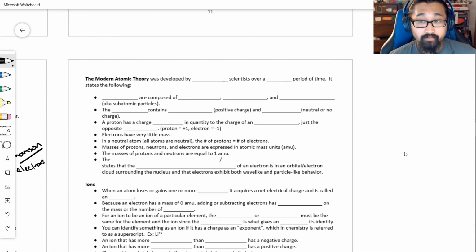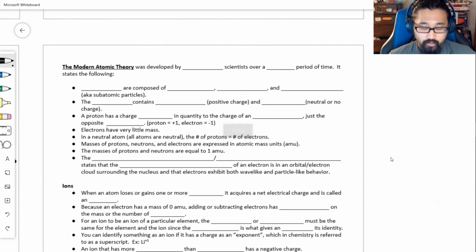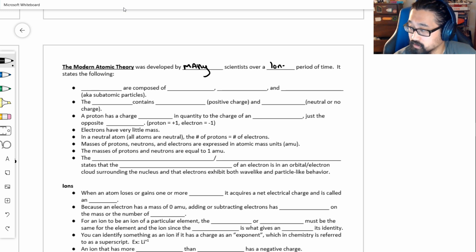Right? There's one piece left to this. We've talked about many individuals, however, we now know more or less specific things about the atom. And it's because of all of those individuals. We kind of compiled all of their information and experimented and theorized and weeded out what was right and what was wrong. We developed what we call the modern atomic theory, which was created by many scientists over a long period of time. It states that atoms are composed of protons, neutrons, and electrons, nothing new. We call them subatomic particles.